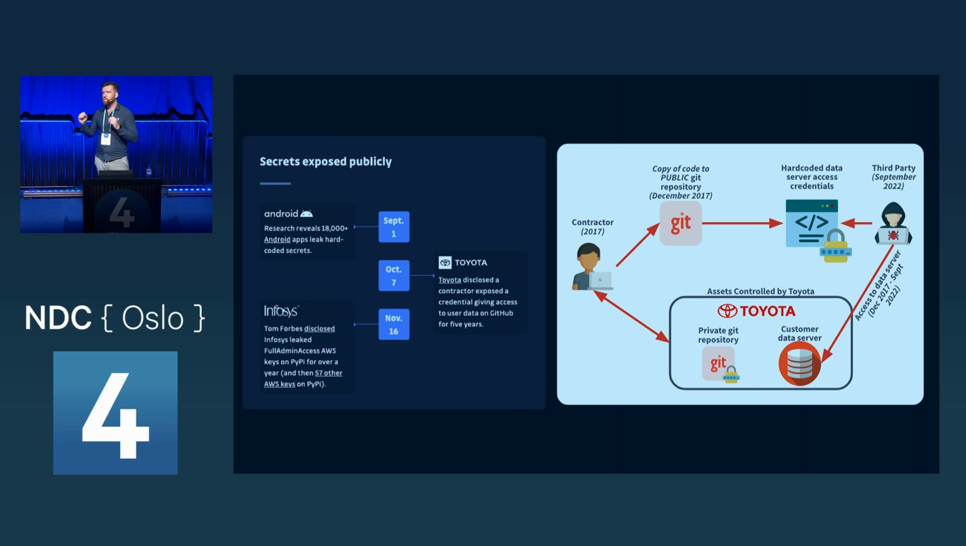Toyota was working with a contractor on this T-Connect mobile application. This contractor accidentally pushed code that was meant to be private to a public repository on GitHub. Inside that code were the credentials for the database of the T-Connect server.